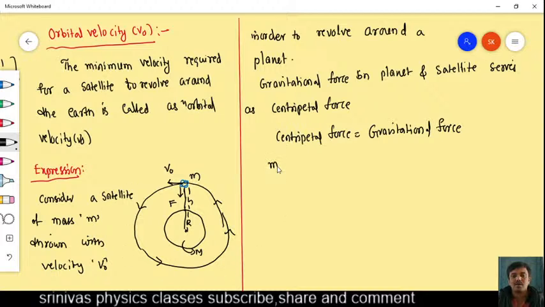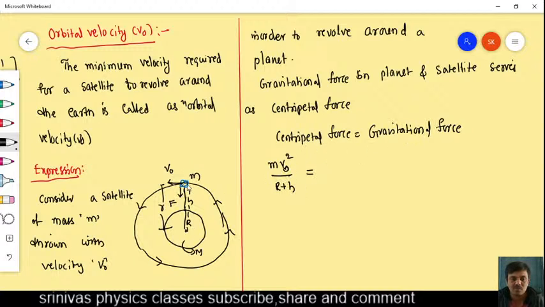The centripetal force formula is mv square by r, which we derived in the previous class. Here r is the radius of the circle. What is the radius of the circle in this case? The radius of the circle is small r, which is R plus h. Directly we write, no need to write the two formulas. mv naught square by R plus h, the radius of the circle along which the satellite moves, because we know the centripetal force formula mv square by r.